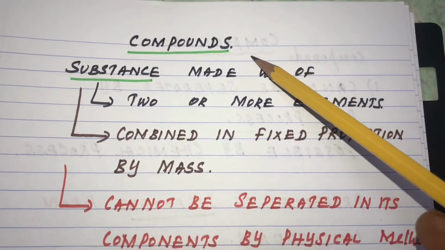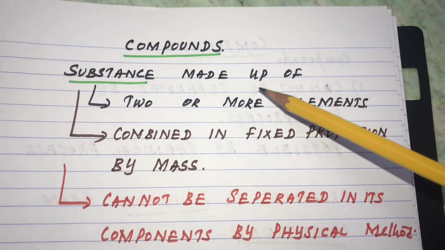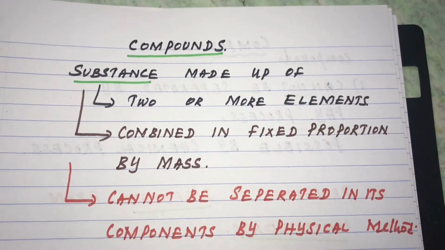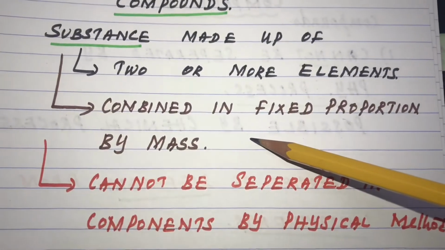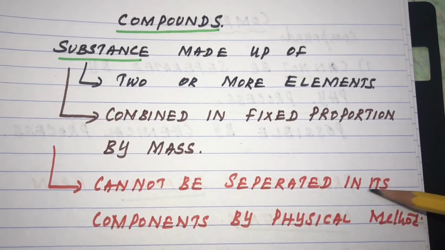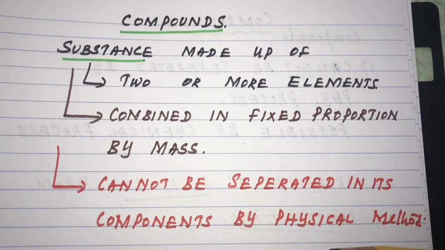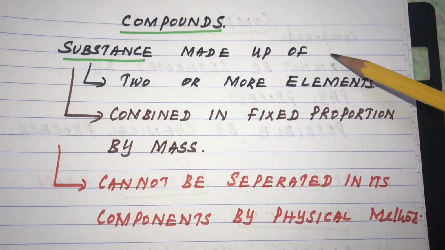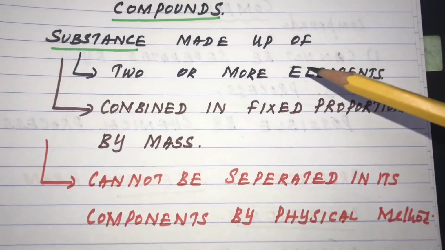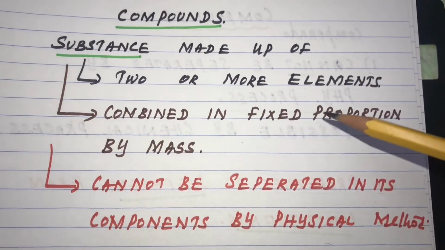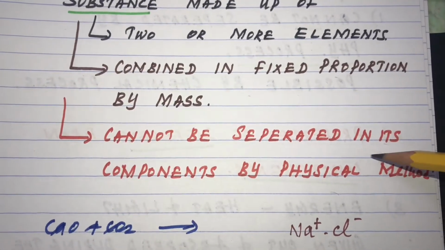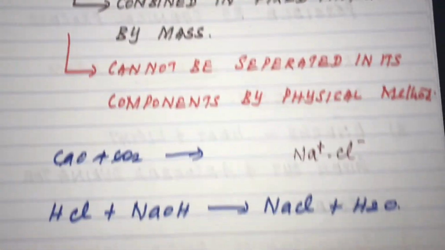What are compounds? Substances made up of two or more elements are called compounds. The elements are combined in a fixed proportion by mass and they cannot be separated into their components by physical methods. Compounds are pure substances made up of two or more elements combined in a fixed proportion by mass, which cannot be separated into their components by physical methods.